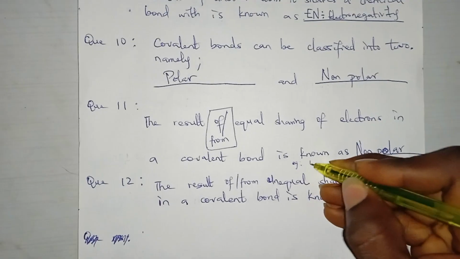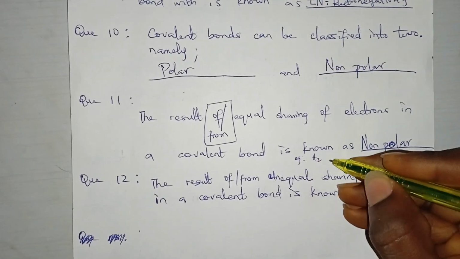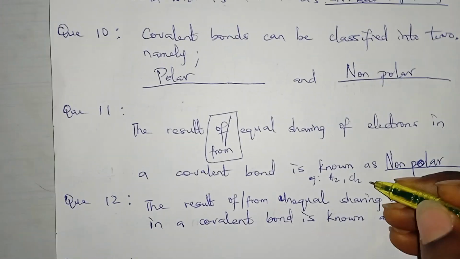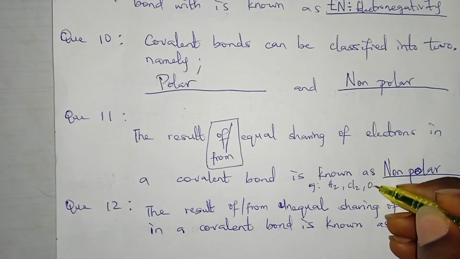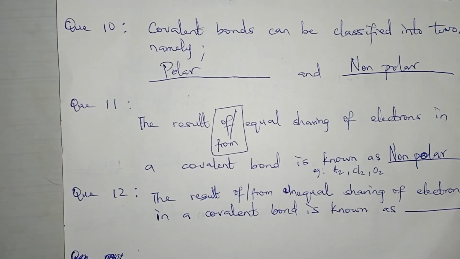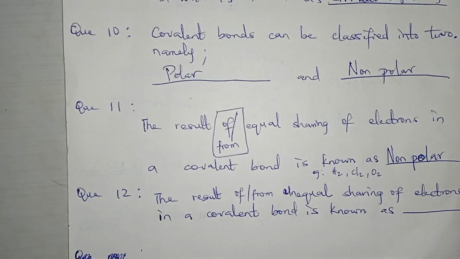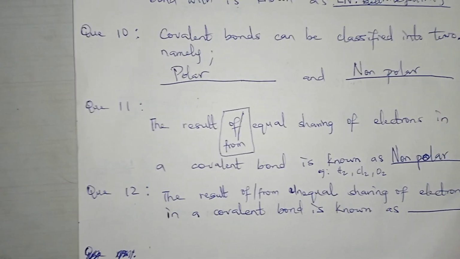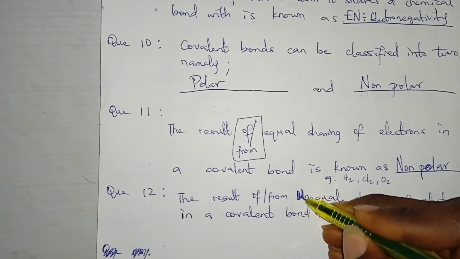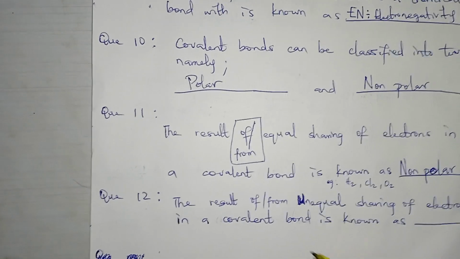Examples include when I have H2, they will share the electron equally. When I have Cl2, they will share the electron equally. When I have O2, they will share the electrons equally. So these are non-polar covalent bonds, once it's sharing equally. Now the result from unequal sharing: when it's unequal, it is polar.